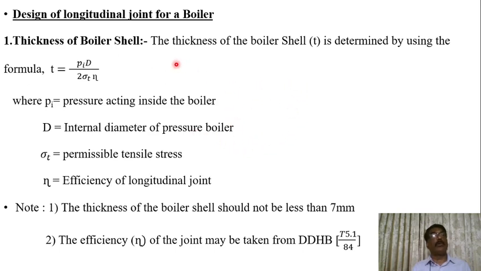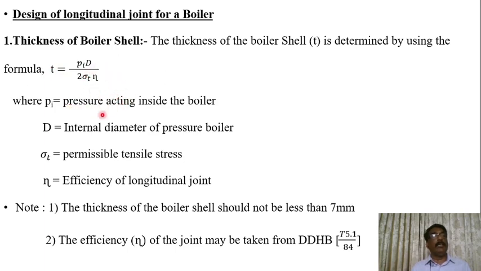The formula we are going to use is t equals P i into D divided by 2 into sigma t into eta. This is the formula to be used to find the thickness of the boiler shell. In millimeter, you will get the answer.